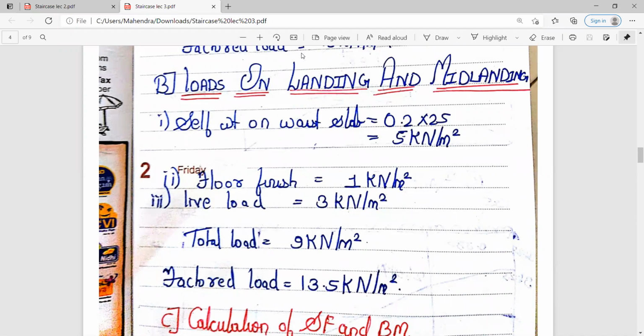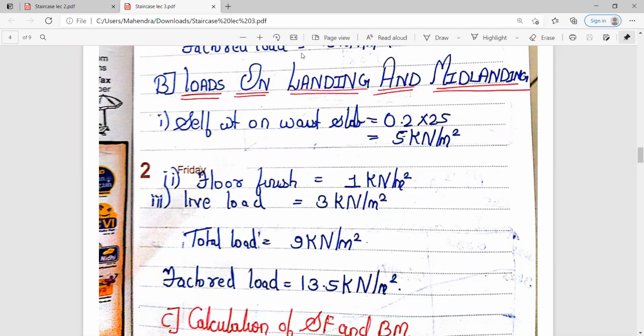After calculating the self weight, floor finish already given in the question. Floor finish for landing and mid landing is given to you in the question, that is 1 kilonewton per meter square. And also the live load is given to you, that is 3 kilonewton per meter square. तो उसपे से total load आपको मिलता है 9 kilonewton per meter square. And factor load आपको मिलता है 13.5, 9 multiplied by 1.5. You will get the factor load, that is 13.5 kilonewton per meter square.